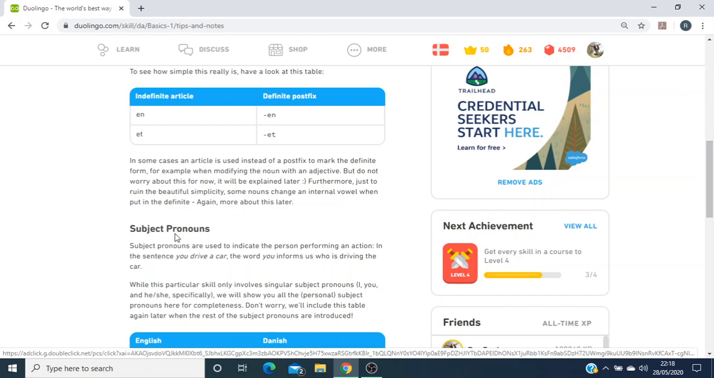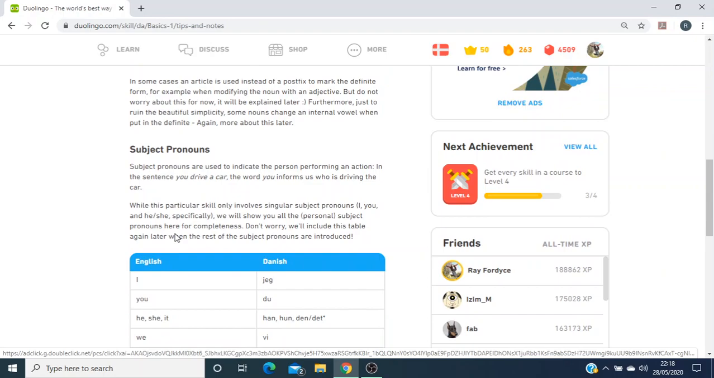Alright, subject pronouns. Subject pronouns are used to indicate the person performing an action. In this sentence, you drive a car. The word you informs us who is driving the car. While this particular skill only involves singular subject pronouns, I, you, he, she, etc., we will show you all the personal subject pronouns here for completeness. Don't worry, we'll include this table again later when the rest of the subject pronouns are introduced.